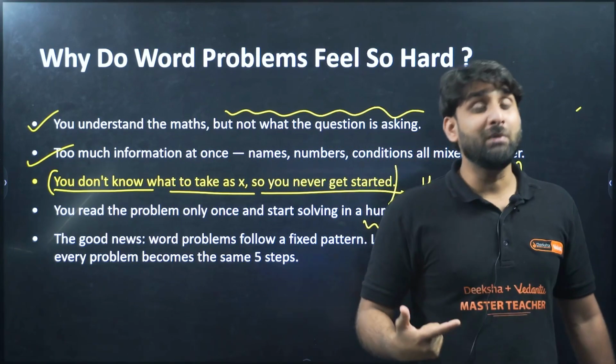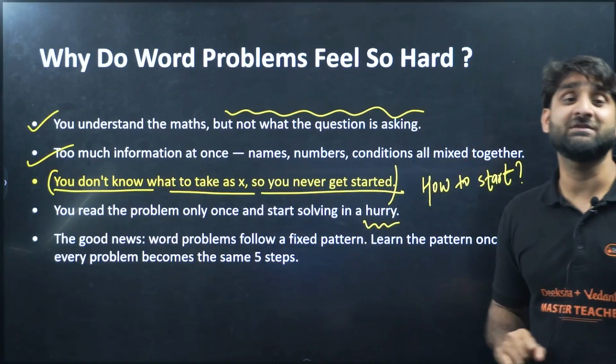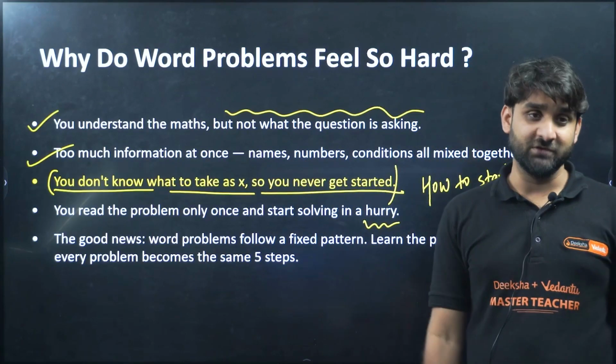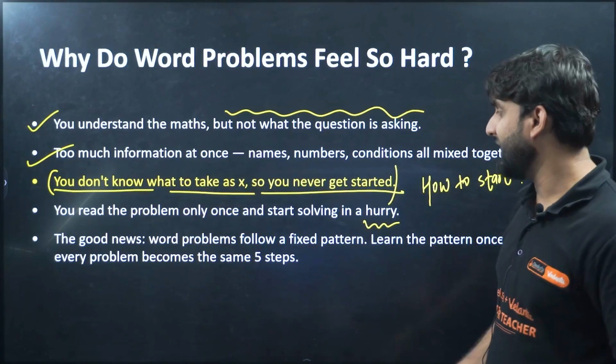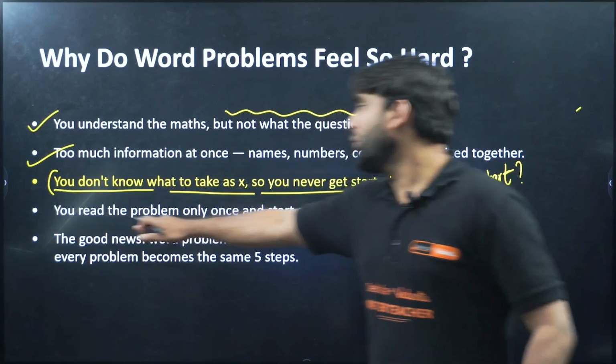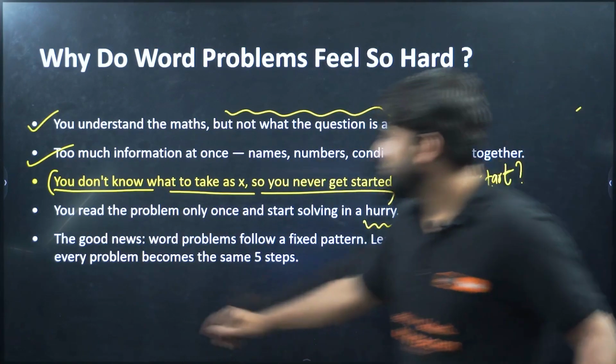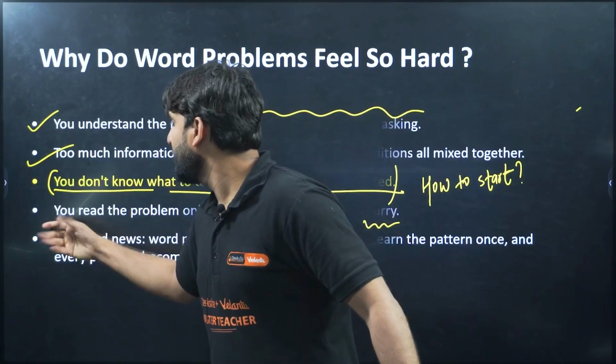And how will you be able to make the equation? After letting X, after assuming the unknown value as X. So if you don't know what to take as X, you read the problem, and I have already shared about this point. I hope you know this.